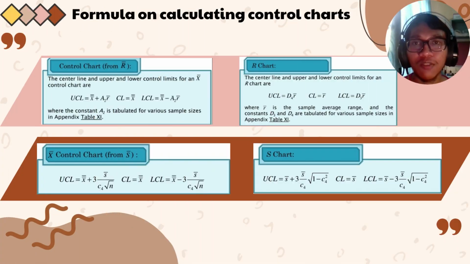The methodology for calculating the values in the control charts, either X, R, or S control charts, is by using the formula shown right here. We can see that there are various formulas to be used, and we will input these formulas in Excel after we have inputted all our data, and we will proceed to make a graph from the Excel program.